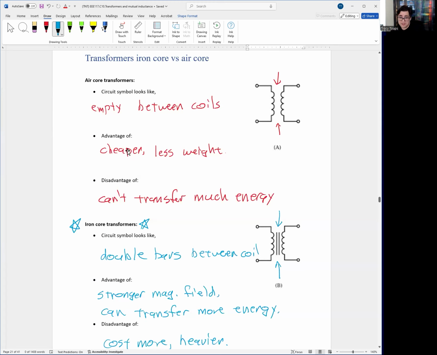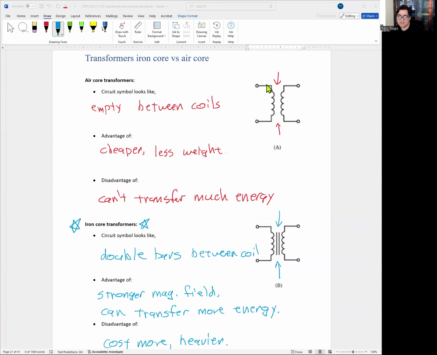The advantage of this is it's cheaper and lighter because you don't have to buy the metal. You're not spending money on the metal, which is probably the most expensive part of the transformer. And obviously without the metal, it's a lot lighter, right? The big disadvantage is that without the iron core, you can't transfer as much energy. Because remember, the whole point of an iron core is that the magnetic field is stronger in the iron core than it is in the air by a large, large margin.